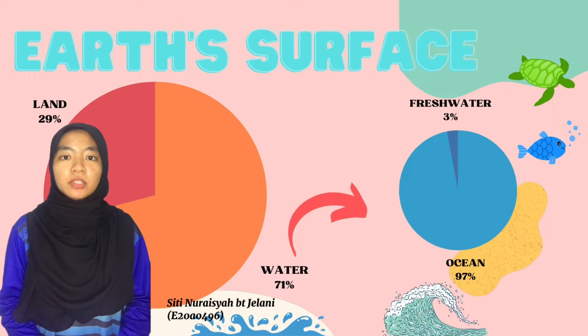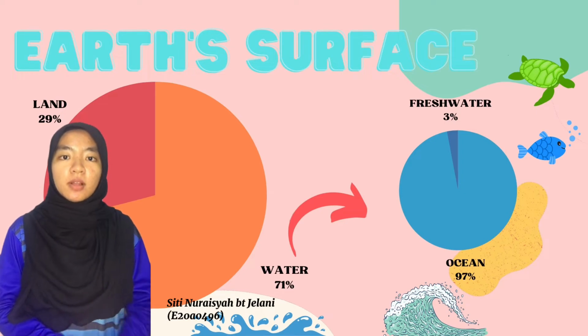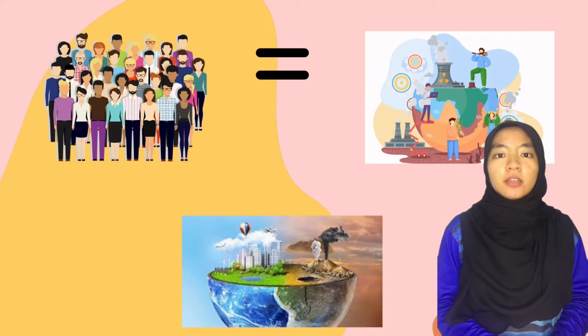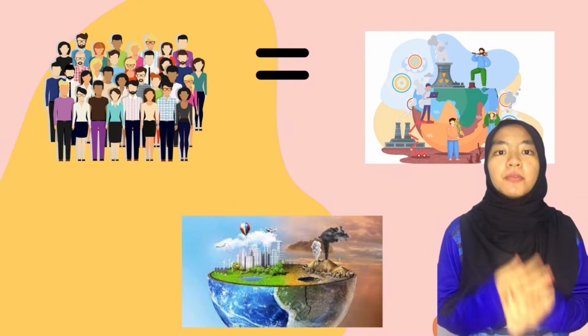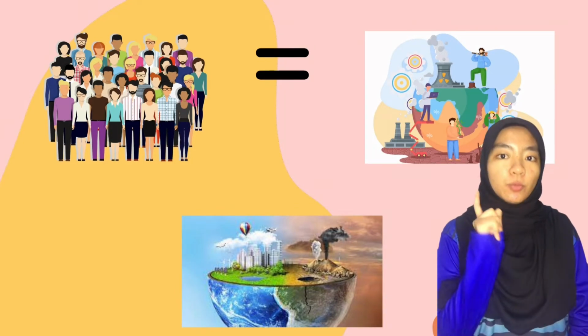About 71% of Earth's surface is covered by water. The ocean alone covers 97% of it, while the remaining 3% is freshwater. Human activities increase in sync with population growth, resulting in a variety of pollution, including water pollution.